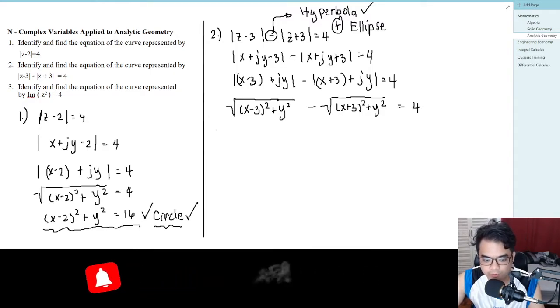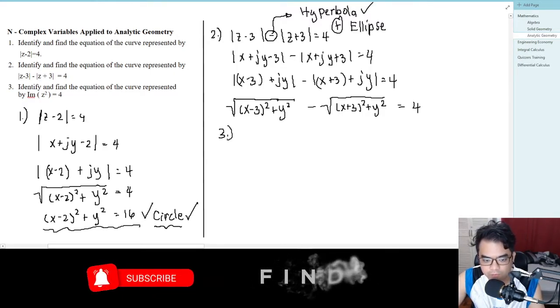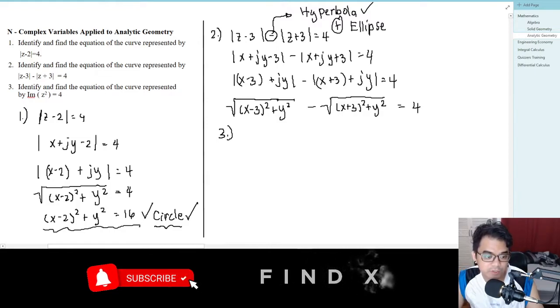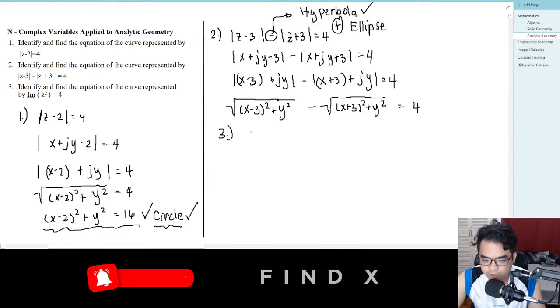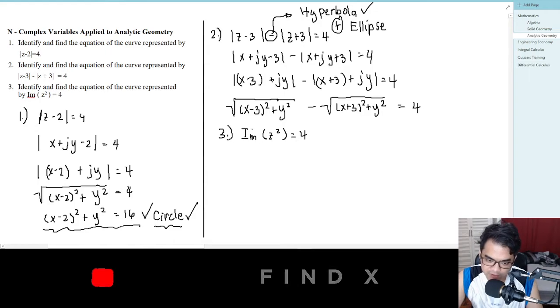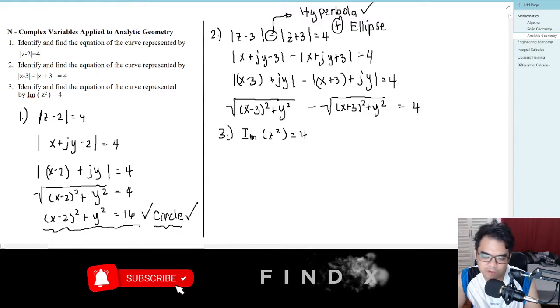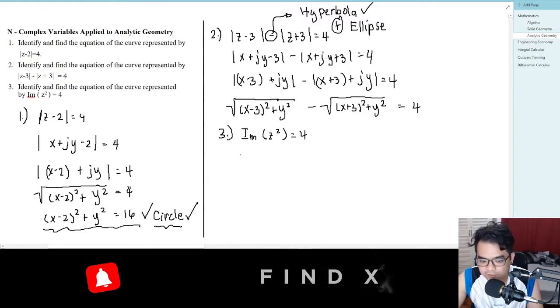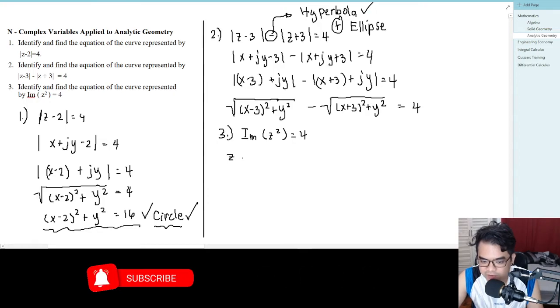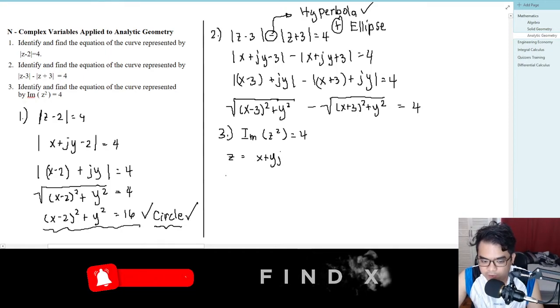Okay, so for number 3, we are to identify and find the equation of the curve represented by Im(z squared) = 4. So what does Im mean? Im means the imaginary part. Therefore, what we will do here is just get the imaginary part. We will be neglecting the real part. As you can see, we need z squared, but z is equal to x plus yj. Now if you need it squared, therefore you'll be squaring that also.